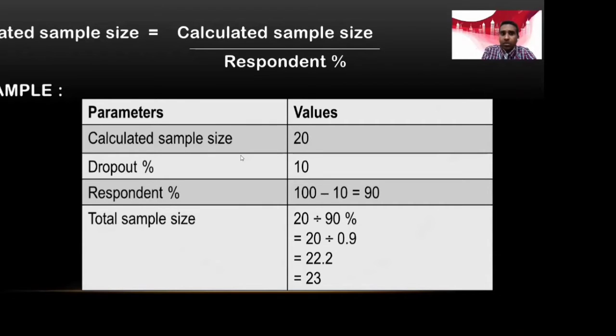Let me give you an example. Your calculated sample size is 20, and you are expecting 10% dropout. If 10% is dropout, how many percent are respondents? 90% are respondents. Using this formula, the inflated sample size is equal to the calculated sample size divided by the respondent percentage. So 20, the calculated sample size, divided by 90% is equal to 23 samples. So we have to inflate the samples from 20 to 23 to adjust for a dropout of 10%.